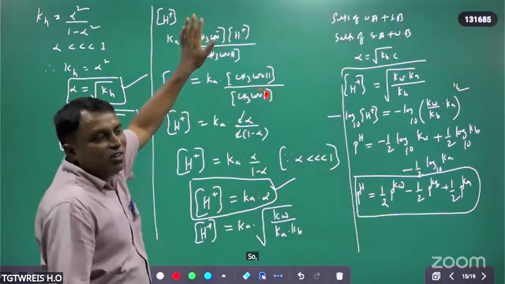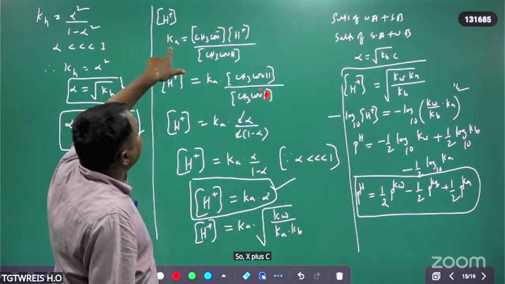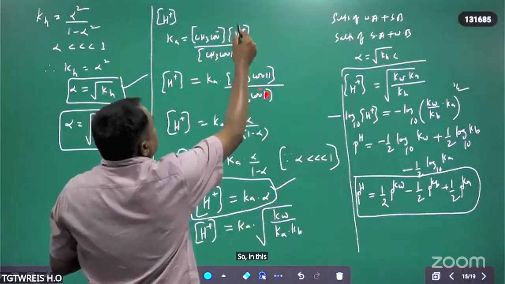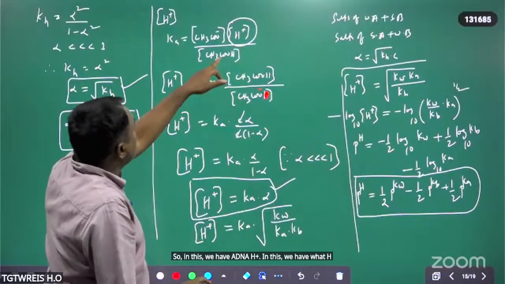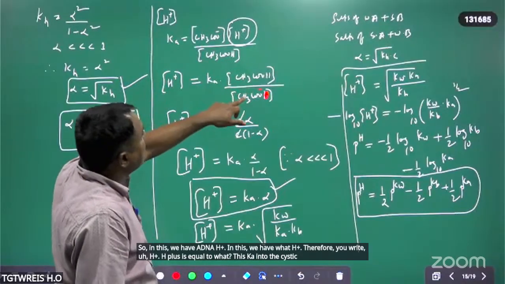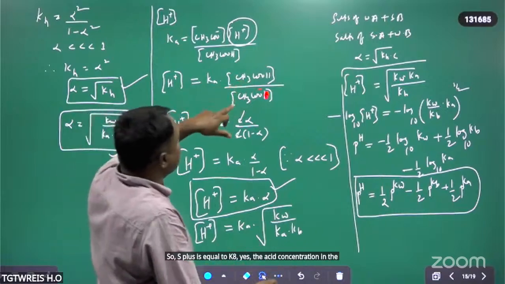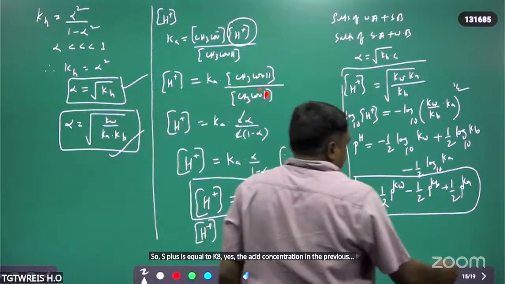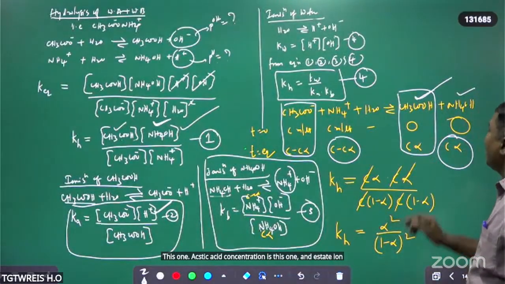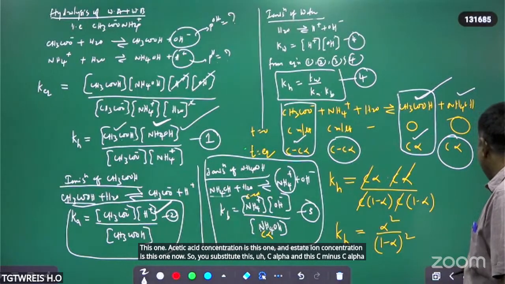So what do we need to calculate? Actually H plus. H plus is there in the Ka equation, this equation. So in this we have H plus. Therefore you write H plus is equal to Ka into acetic acid concentration by acetate anion concentration. Acetic acid concentration is this one and acetate anion concentration is this one. So you substitute C alpha and C minus C alpha in that expression.